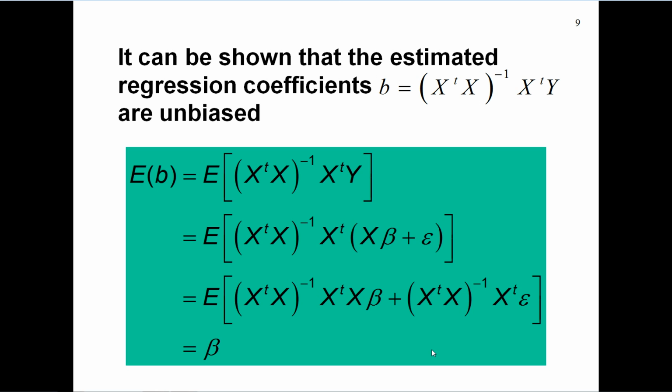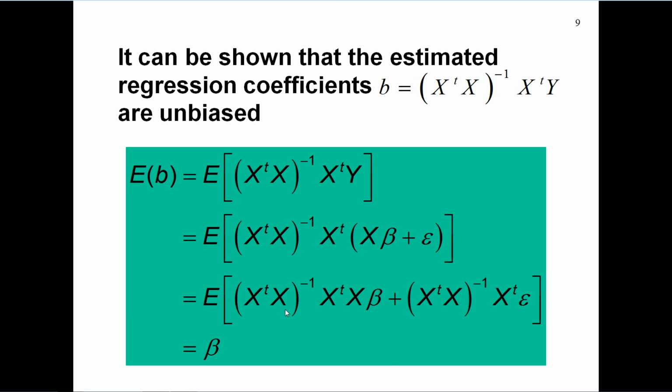Now, one thing I want you to note is that these estimated regression coefficients, B0 and B1 in the simple linear regression model, are indeed unbiased estimators. That is, the expected value of the column vector B is this 2 by 1 column vector beta. And you can see that arithmetic as it plays out.